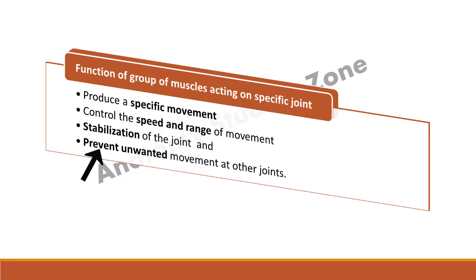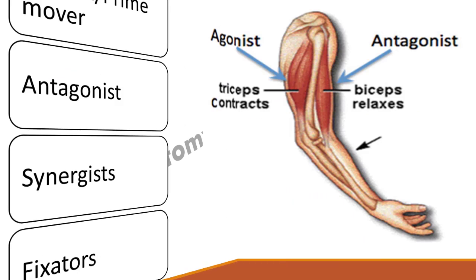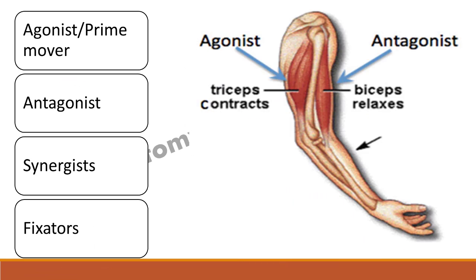So on the basis of group action, the muscle can act as agonist or prime mover, antagonist, synergist, and fixator. Agonist is also called the prime mover, or the main muscle. You should understand this. This is the main muscle that is responsible for producing a prime movement in the body. Whenever the agonist acts, it contracts concentrically, meaning the length of the muscle shortens and the desired movement is produced.